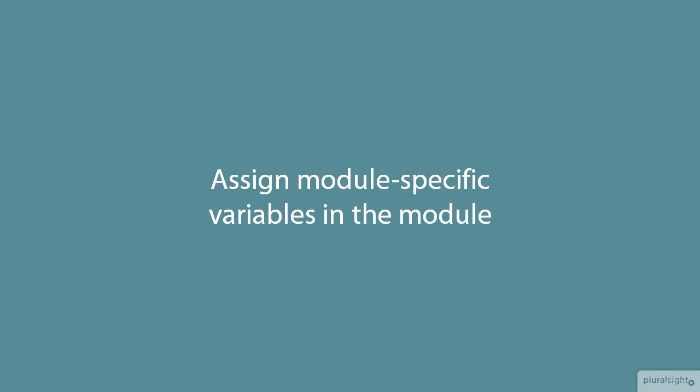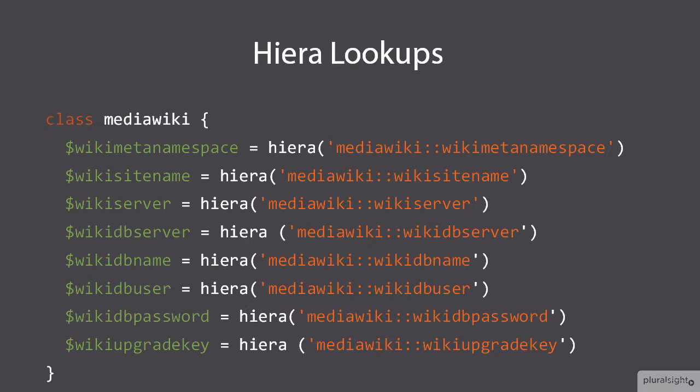So how does Hiera fit in with modules? Well, take a look at this. We have our familiar variables, wiki site name, wiki server, and so on, but look at the assignments. We have a function, Hiera, an open parenthesis, and MediaWiki double colon and the variable name in single quotes. Now what on earth is this?